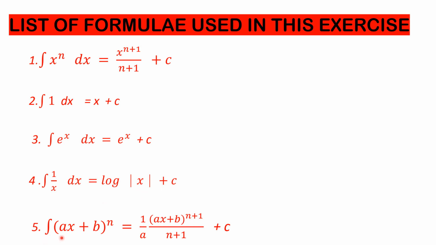Now, integration of ax plus b whole raised to the power n is similar to this formula. What you have to do is, in the numerator, you will get ax plus b whole power n plus 1 divided by n plus 1. In addition, you have to write the coefficient of x, which is a, in the denominator. So, your answer is coming to be 1 upon a, ax plus b power n plus 1 whole upon n plus 1 plus c.